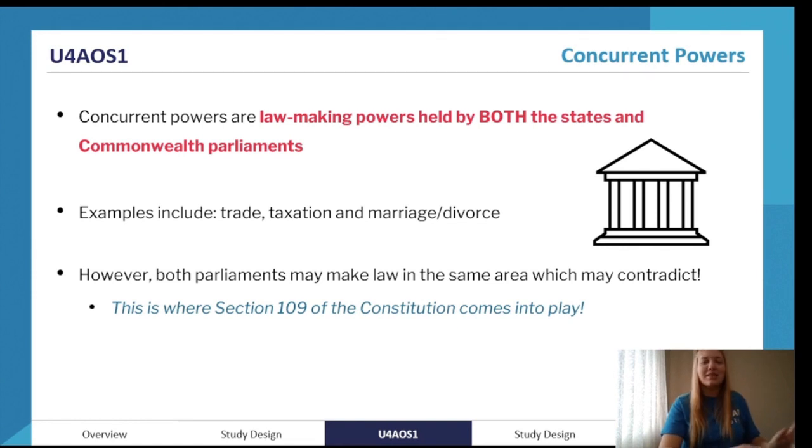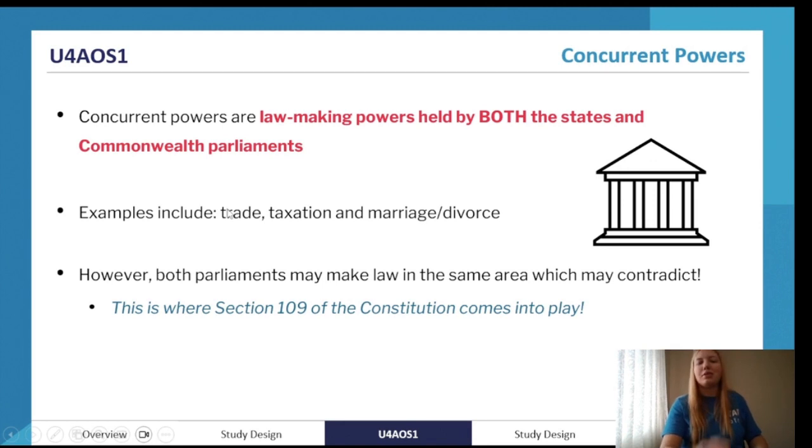So we'll have a look at Section 109 and the significance of it, because it essentially tells us what would happen if both parliaments made laws in the same areas and they contradicted. So, very important, because of course that is inevitably going to happen. So, what are some examples? Trade, taxation, and marriage and divorce.